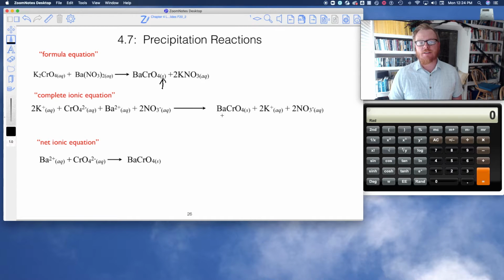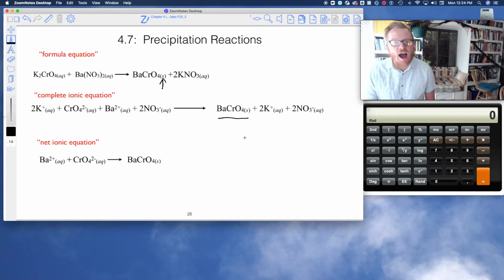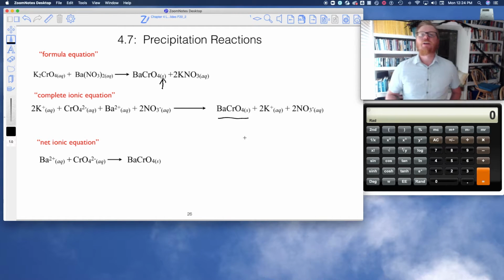But check out the product side. The precipitate is not an ion, it's a solid, so it stays together in this reaction. And now we noticed here the KNO3, it's aqueous, so that means it is also going to be completely broken apart. And look, 2KNO3 becomes 2K+ and 2NO3-, okay?